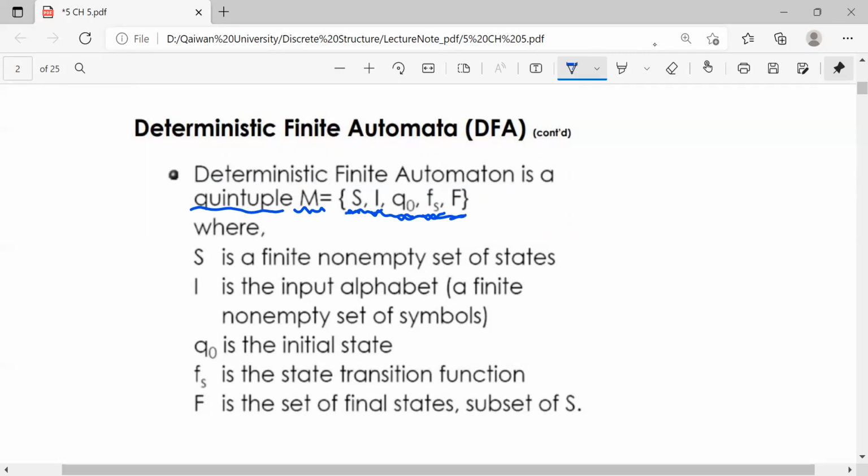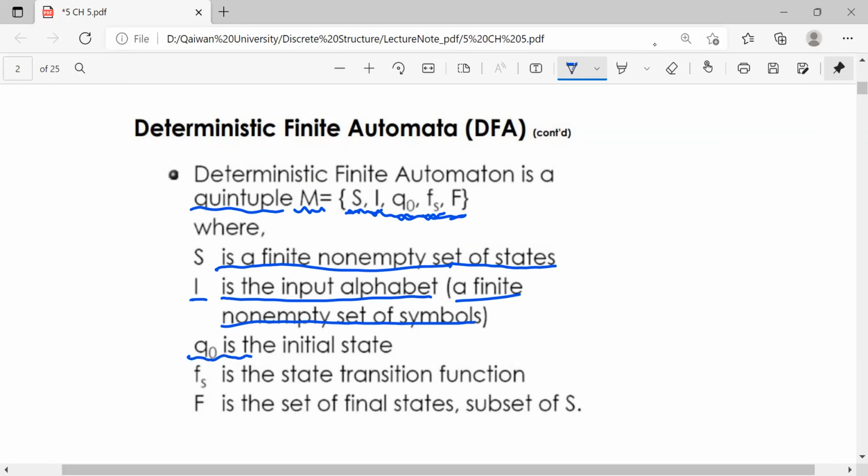Now we introduce each symbol. S is a finite non-empty set. That means it must not be empty. We must have at least one element in S of states. The set of all states is denoted by S. And I is the input alphabet. It's also a finite non-empty set of symbols. That means you must have at least one symbol in I.